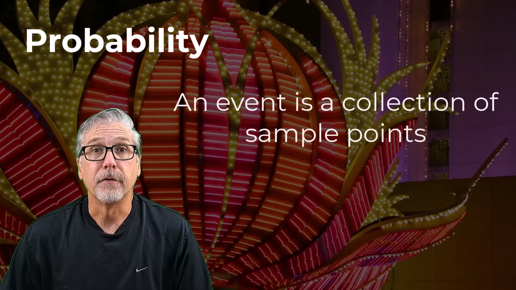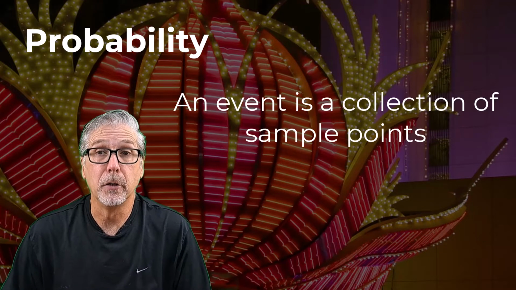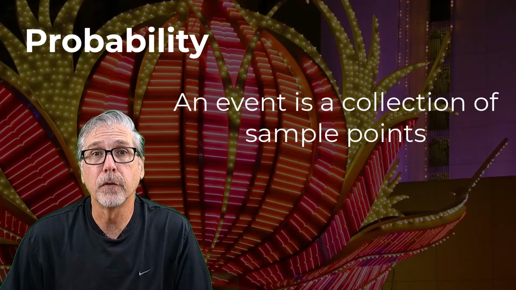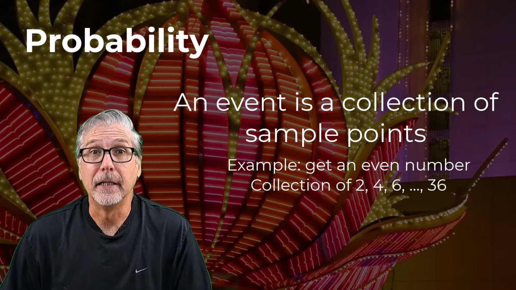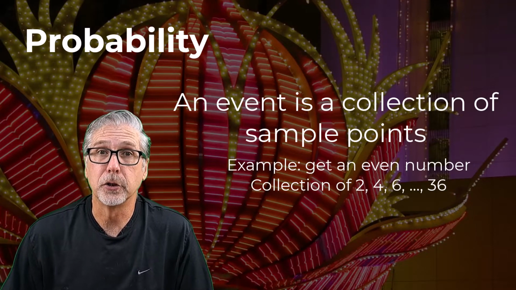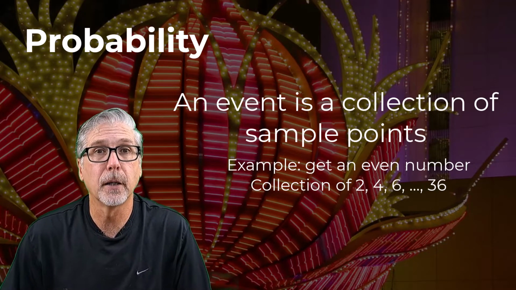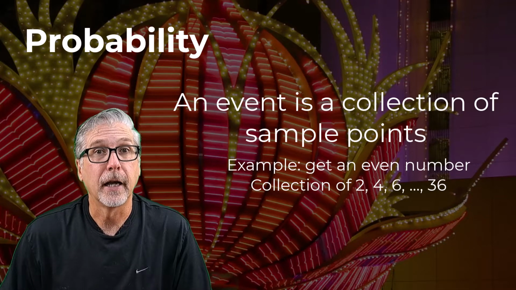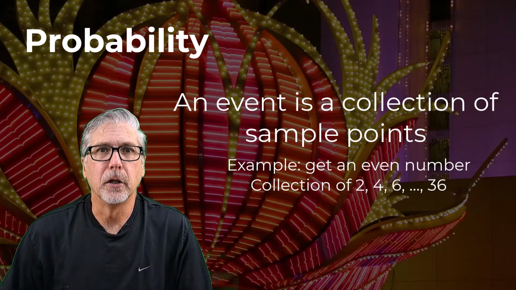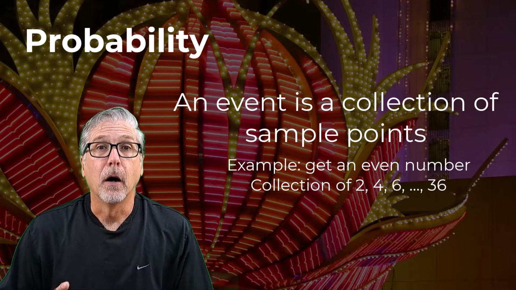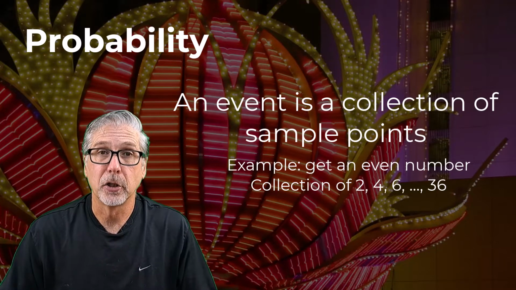The last term I want to talk to you guys about in this video is an event. An event is a collection of sample points. Now, an event may be just a single sample point. You may be interested in the probability of rolling a 12, or you may be interested in the probability you get an even number. Think about that, an even number. That's not just a 12, that's a 2, a 4, a 6, an 8, a 10, a 12, all the way up through 36. Remember, the 0 and the 00 in roulette count as neither even nor odd, and they're neither red nor black, different ways you can bet in roulette. So of the 36 numbers, 18 of them are even.